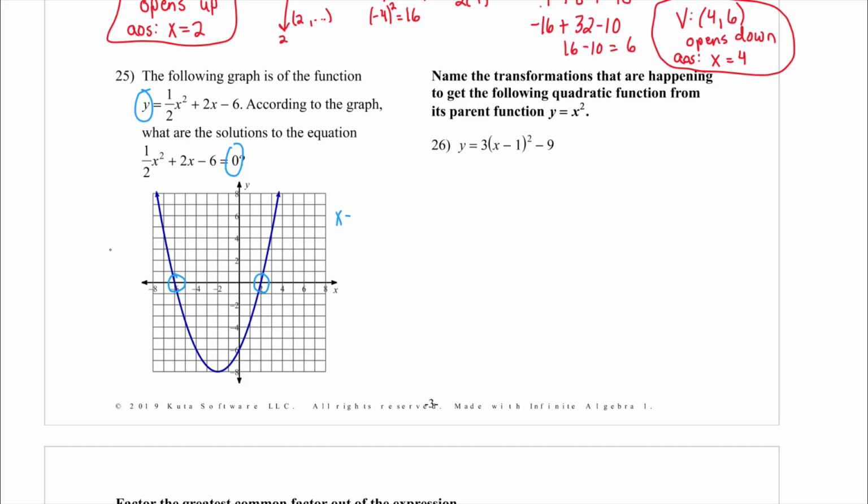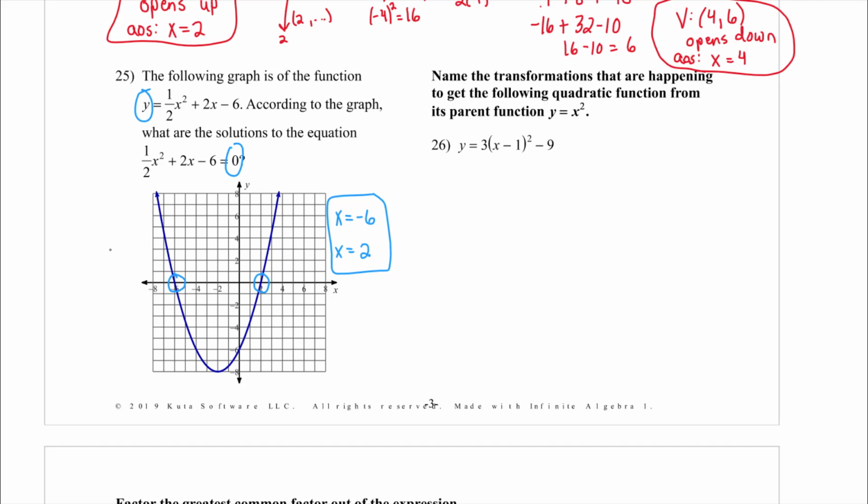So there are two answers to this because it goes through at two places. X equals negative 6 and x equals 2. Voila, that's our answer. So if I didn't give you the graph and asked you to solve it, that would be a more difficult problem because you'd have to graph it first. But you'd still do the same thing. You'd say, okay, where is it going through the x-axis?